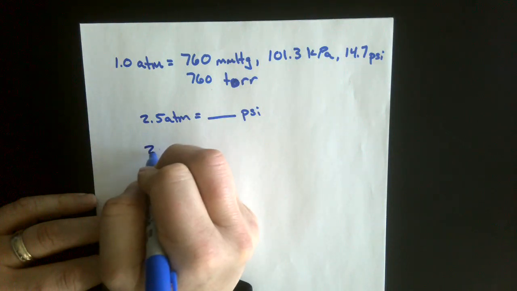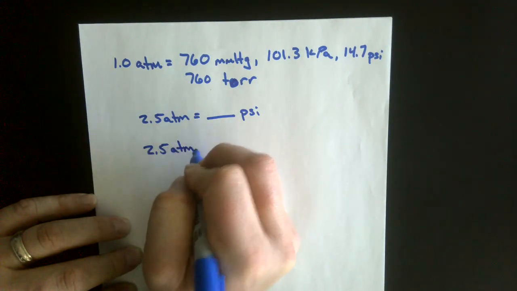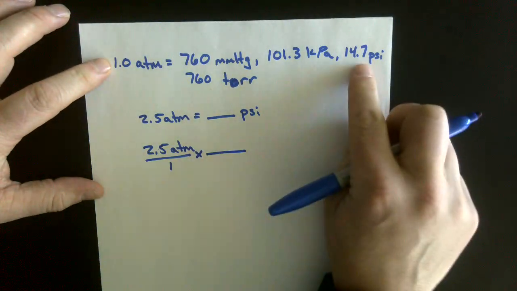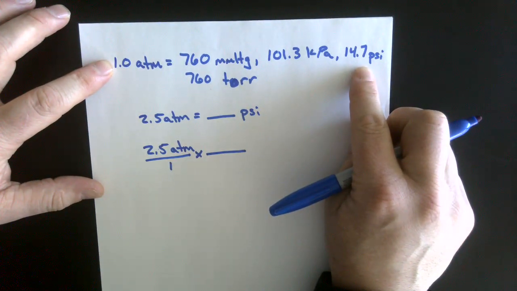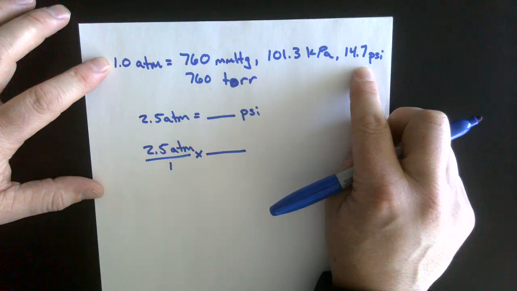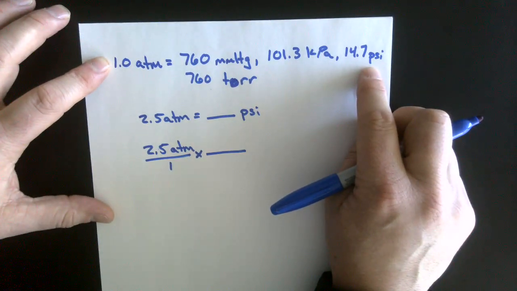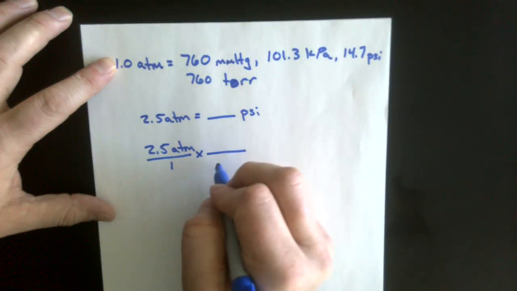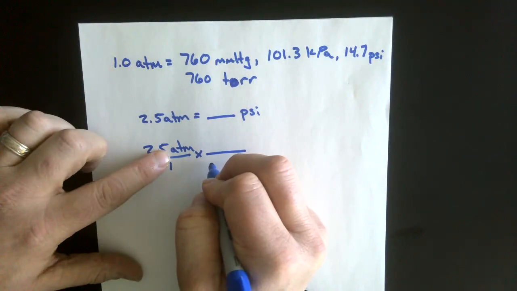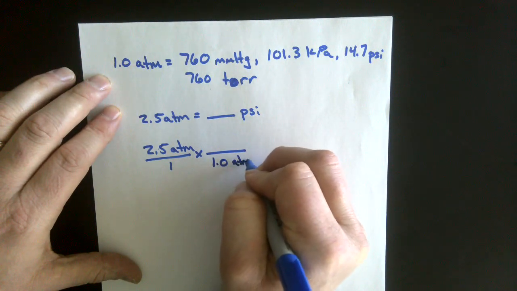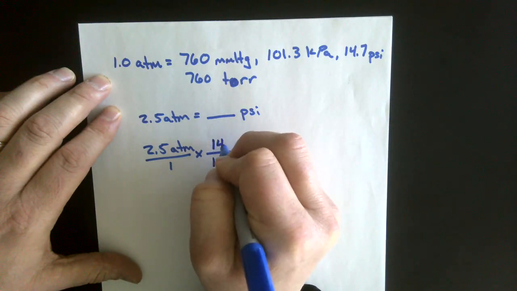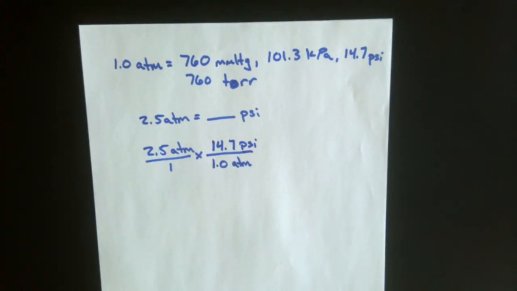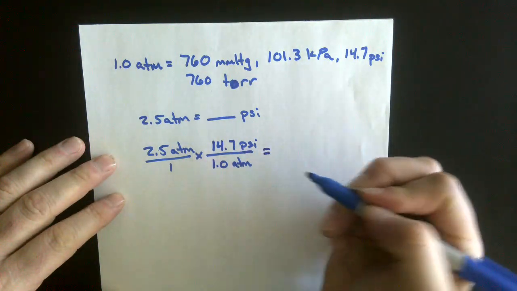We take what we are given, our 2.5 atmospheres, put that over 1, and multiply it by the conversion factor between the two known quantities: ATM, atmospheres, which is what we already have, and PSI, which is what we're looking for. Since one atmosphere is equal to 14.7 PSI, we always put what we are given on the bottom. So our one atmosphere goes on the bottom here. We always put what we're trying to convert into on top, and since one atmosphere is equal to 14.7 psi, that is our conversion factor.